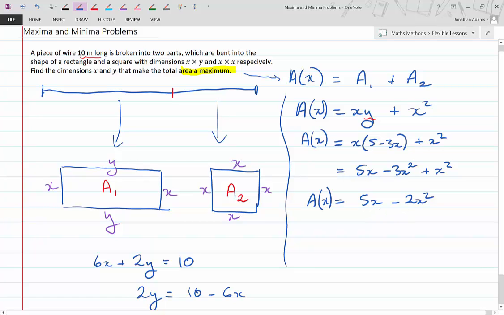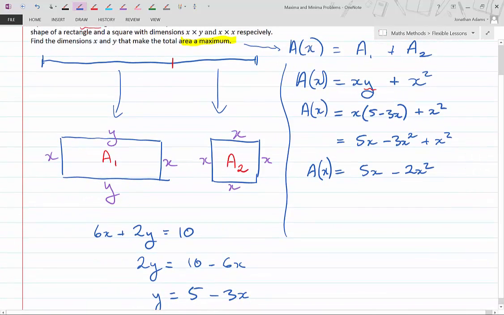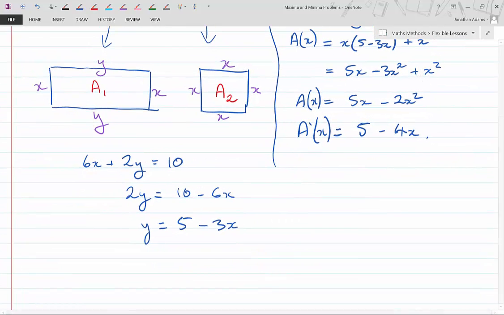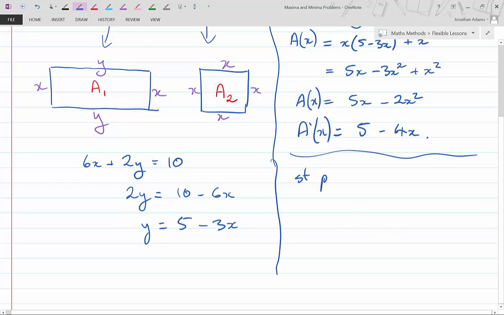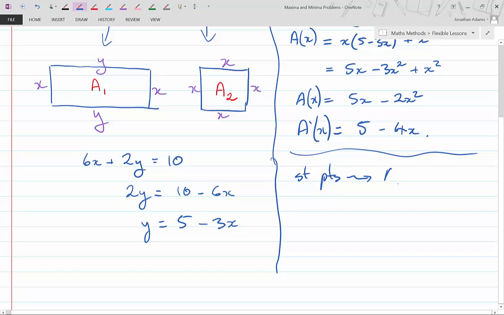Again, this is nice. We can tell that this function is going to have a maximum because we have a quadratic function, a parabola, and we've got a negative coefficient on that. So it's going to be a concave down parabola with this kind of turning point up here. Differentiating that, I get A dash of x is 5 minus 4x. Stationary points are going to occur when A dash of x, the first derivative, is equal to 0.